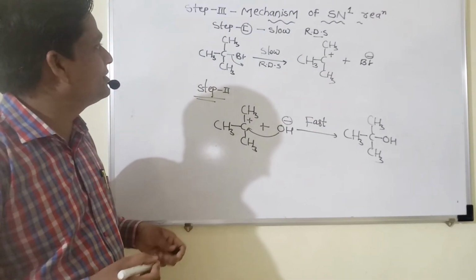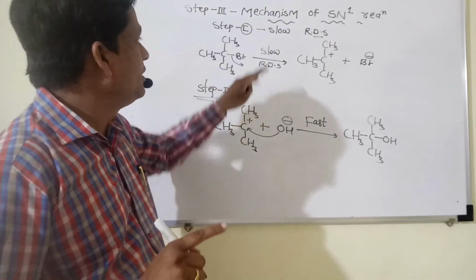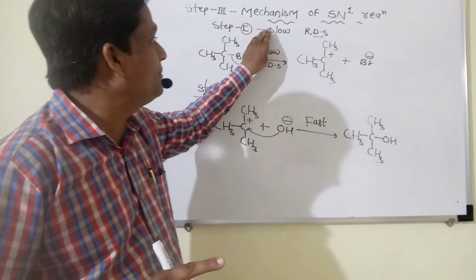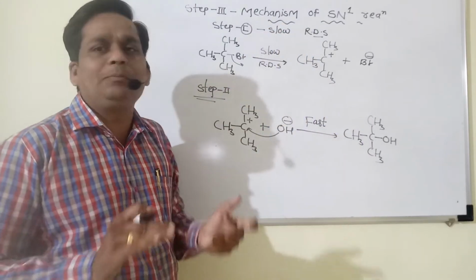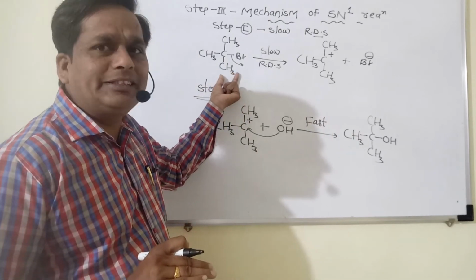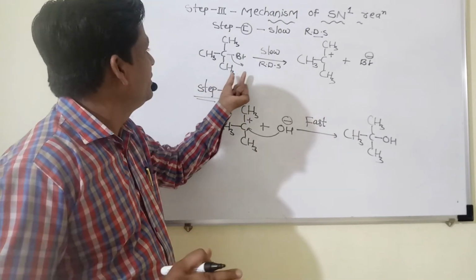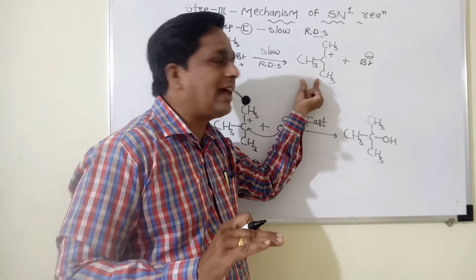Are you all clear on the mechanism? The mechanism of this reaction involves 2 steps. The first step is the slow step, that is the rate determining step, which determines the rate of reaction, that means the speed of the reaction. In the first step, from this tertiary butyl bromide, the bromine will be removed and there will be the formation of a carbocation.